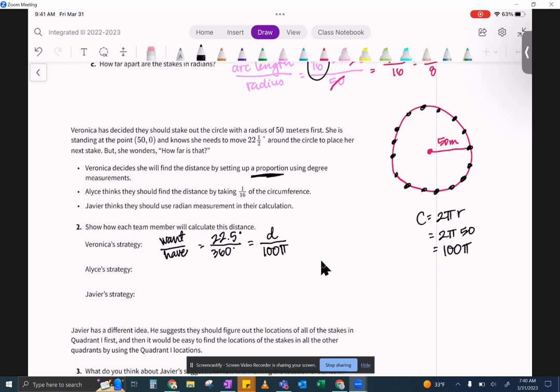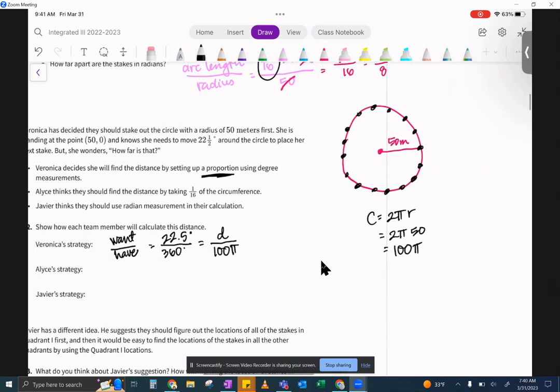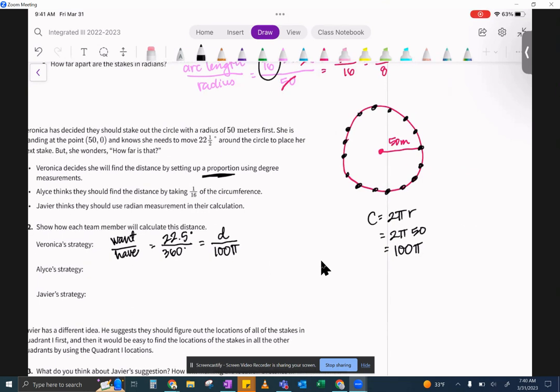All right, so then we're just going to solve this proportion. If you don't remember how to solve this, I really like to multiply by the least common denominators. However you want to do it. Some people cross multiply. So I will cross multiply. I multiply and I get 2,250 pi equals 360 degrees times d, and then I will divide by 360, and so whatever that is, right?